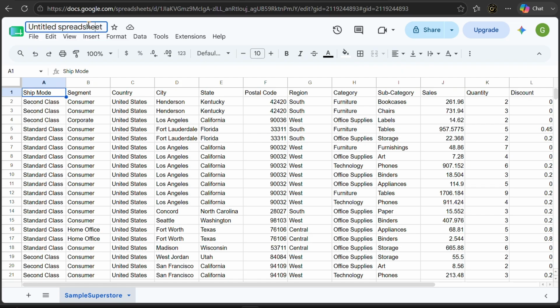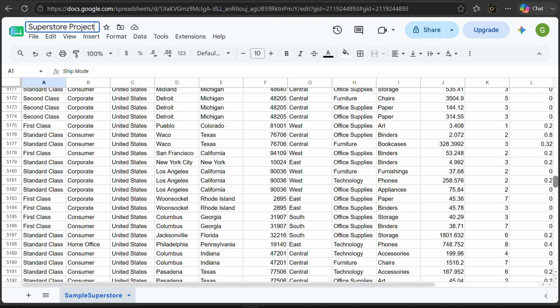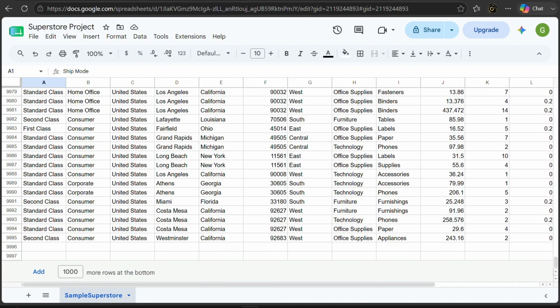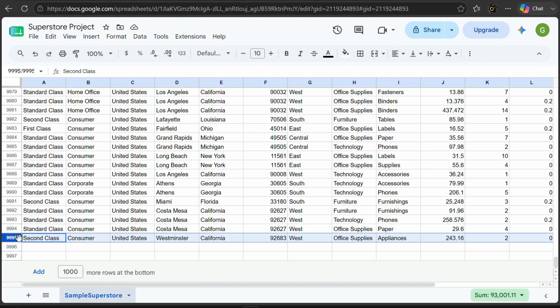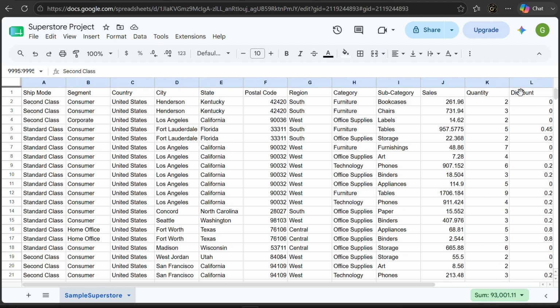So first of all, I'm going to name it Sample Superstore project. Yes. If you look through the data, we can see we have about 9,995 rows. If you subtract the column names, that will be 9,994 entries in this data set, and we have the different column names that are here.